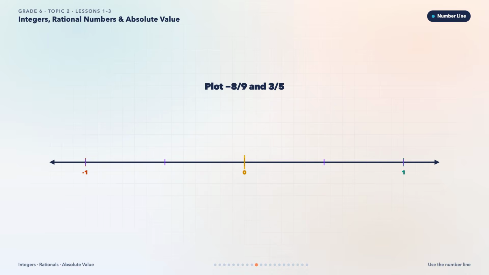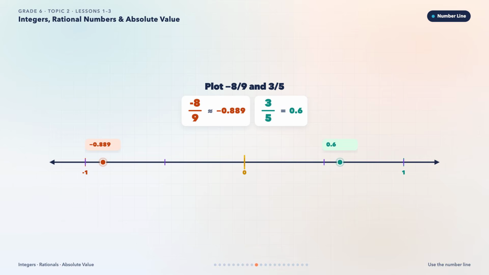Let's plot negative 8/9 and 3/5. Convert them first. Negative 8 divided by 9 is about negative 0.889. Keep that negative sign. 3 divided by 5 equals 0.6. Negative 0.889 sits between negative 1 and 0, very close to negative 1.